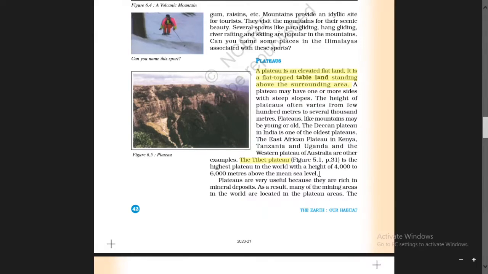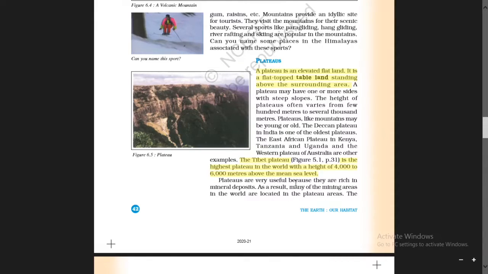It is the highest plateau in the world with a height of 4,000 to 6,000 meters above the mean sea level. I already told you, elevation is measured from the sea level. So its height is 4,000 to 6,000 meters above the mean sea level.